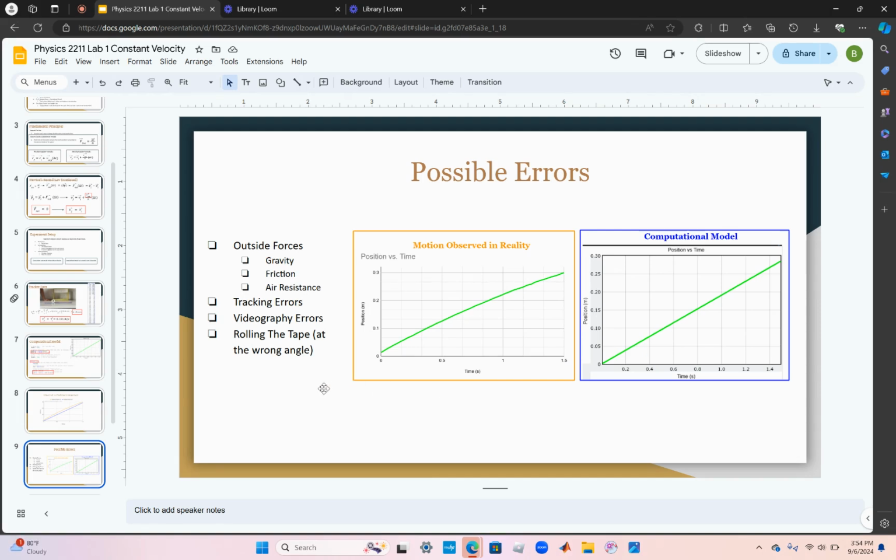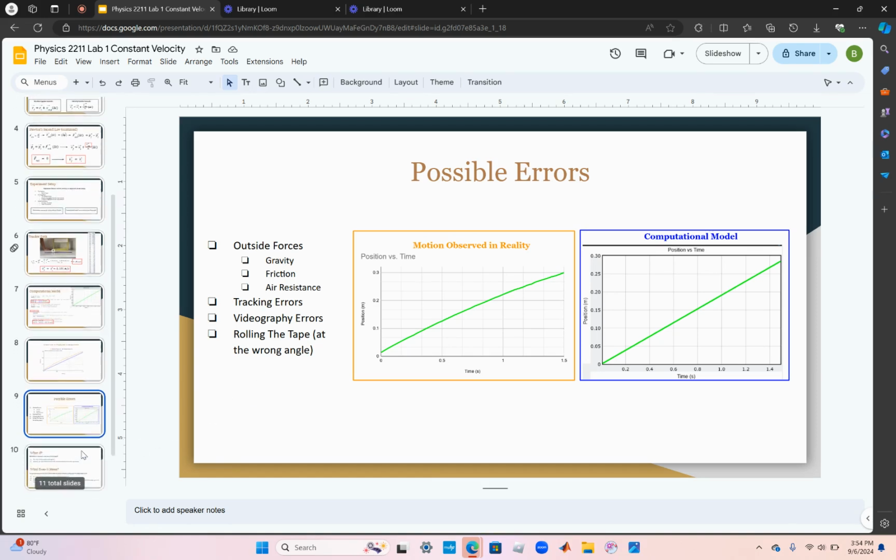Other errors could be tracking errors, as when I was plugging in the center of mass on the tracker, I most likely made errors in the exact center of mass as it was moving along the screen. And then videography errors, as I assumed my camera was probably not perfectly perpendicular to the surface I was recording on, and I definitely rolled the tape at an angle that was not perfectly straight.